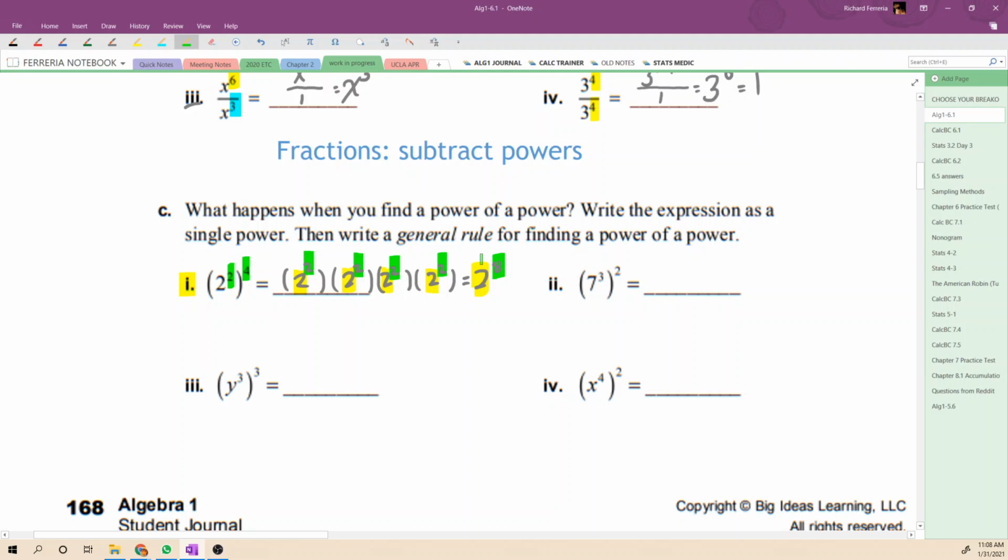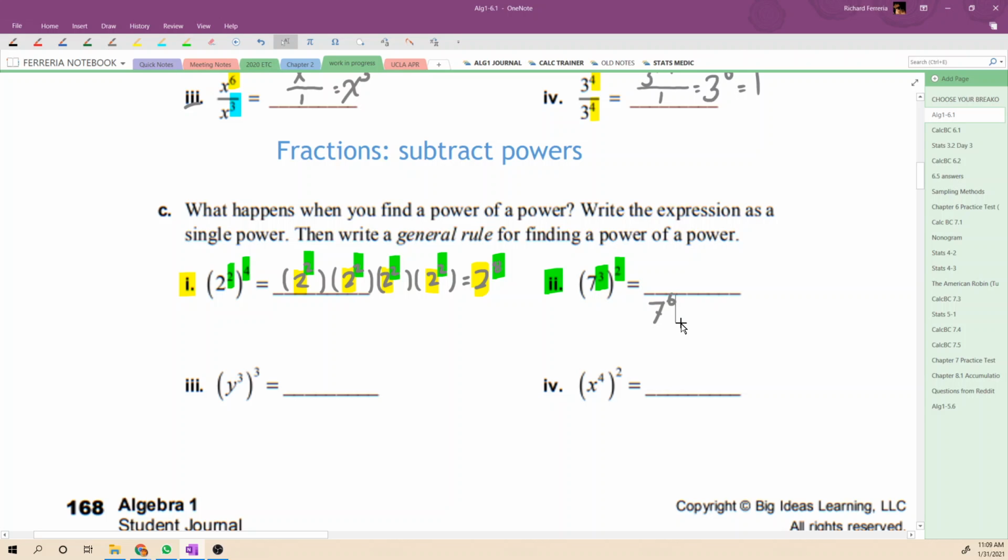So we're going to take a look at number 2 now. And we see 7 to the 3rd to the 2nd power. So since we have a power of a power, we should be multiplying the powers here. So this should be 7 to the 6th power. Let's check and see if that worked.